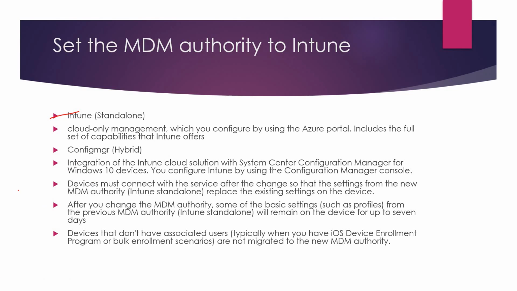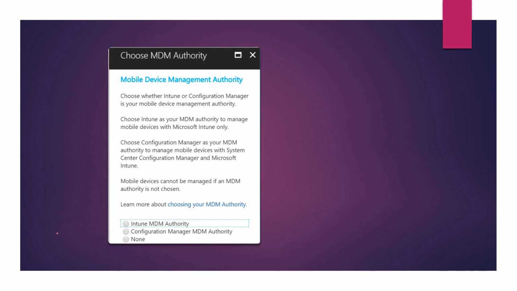Okay, and just an FYI, guys, in case we are changing from hybrid to Intune standalone, the device must connect with the service after the change so that the settings from the new MDM authority, that is Intune standalone, replace the existing settings. And whenever we do this migration, devices that don't have any users associated with them, let's say we have a DEP device without user affinity, are not migrated to the new MDM authority. This is just an FYI, not something we are going to do right now.